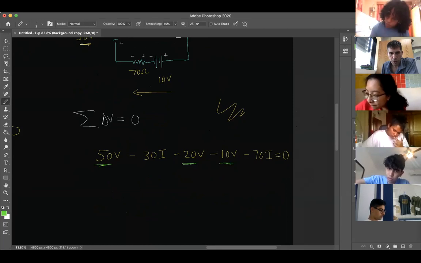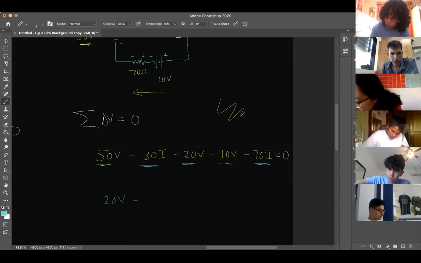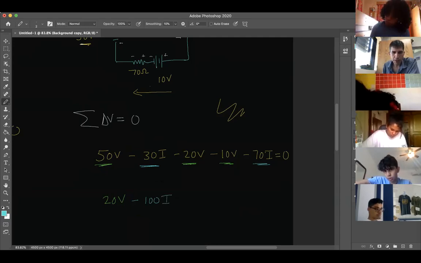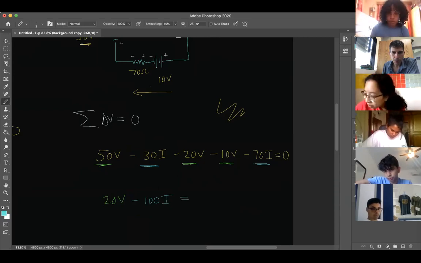So that should be 20 volts when you add all those numbers up. And then you're going to do minus 30I minus 70I. So that should be minus 100. That's like 100 ohms, right? So just keep in mind we're not writing the units. And that's going to equal times I. That's your voltage drop. And then those are going to add up to be 0.